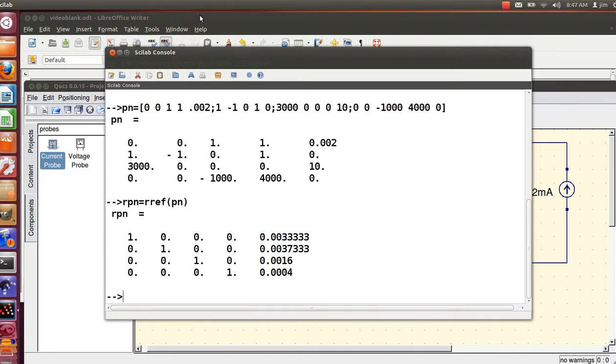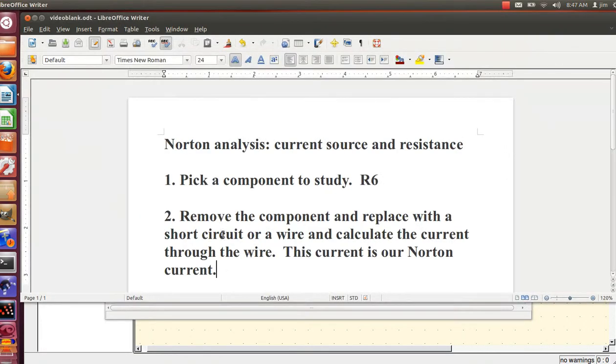So I solve my current and I get 0.0037. I Norton equals 0.0037333 amps, which would be 3.73 milliamps, 3.7333 milliamps. Okay, that's the second part.